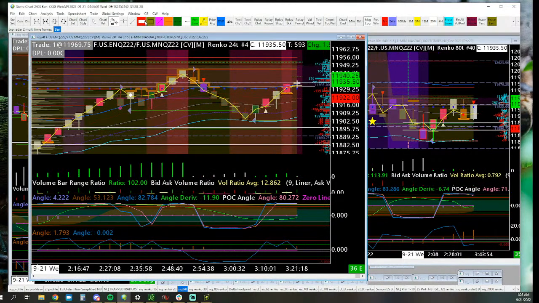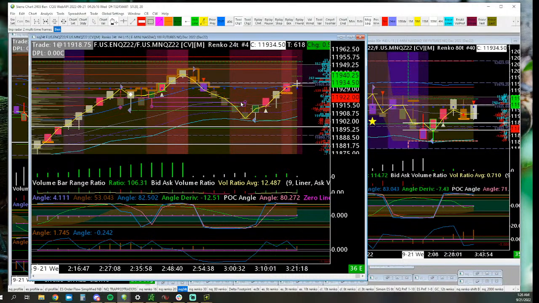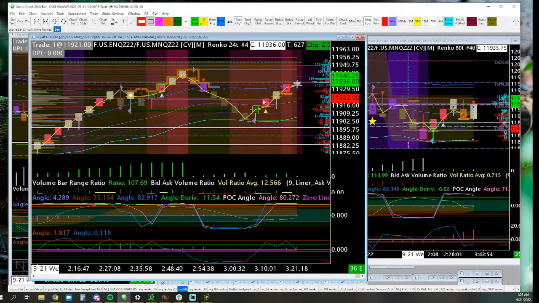Oh, you know what? Does the pullback here work? Kind of. Okay, and so then the question is, this is the short. The pullback here clearly on the short does not work.